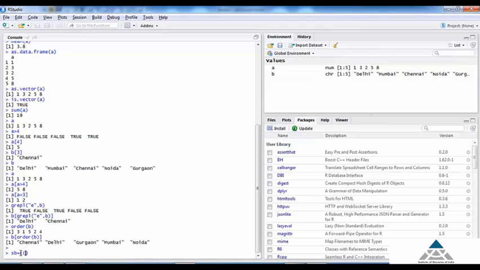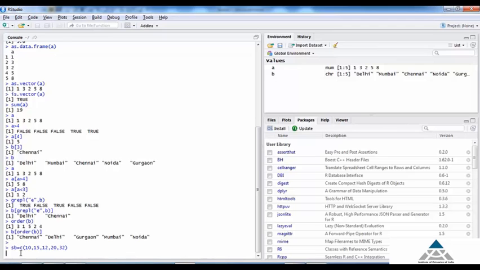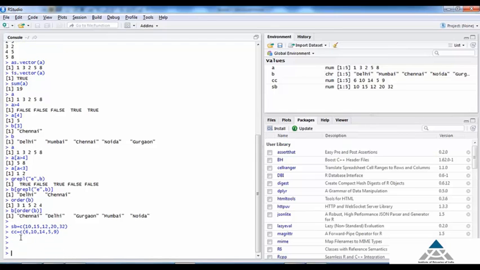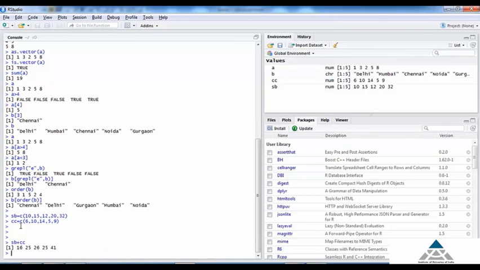Suppose we create a vector SB and put these elements in here. SB stands for Savings Bank Account. These elements indicate the number of accounts opened on each day of the week starting from Monday to Friday. Similarly, we make another vector CC for current account. Now we want the total number of accounts opened on each day irrespective of the type of account. For that, we just have to write SB plus CC. This will give us the total of each element, which is nothing but the number of accounts opened on a given day.